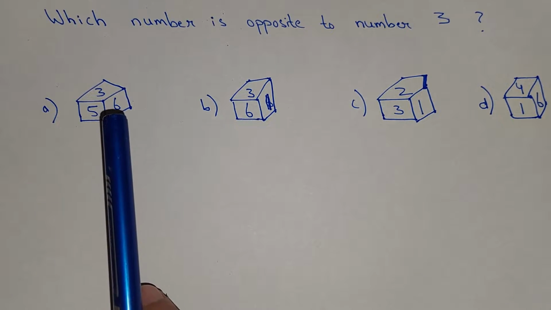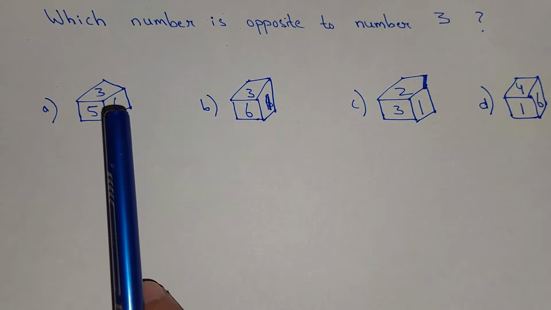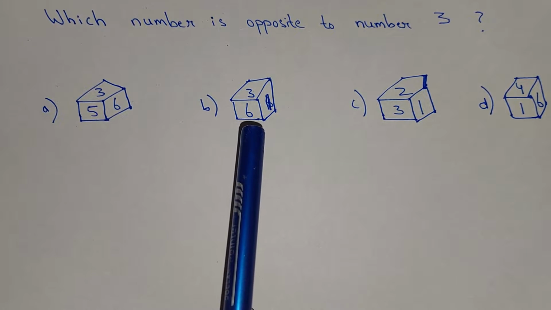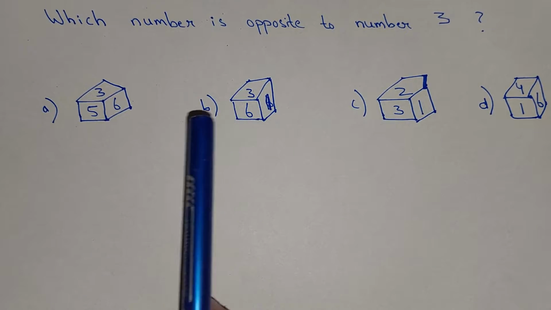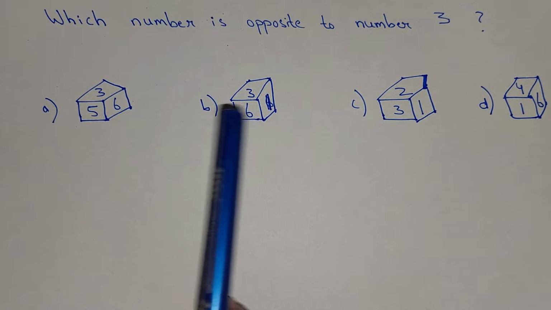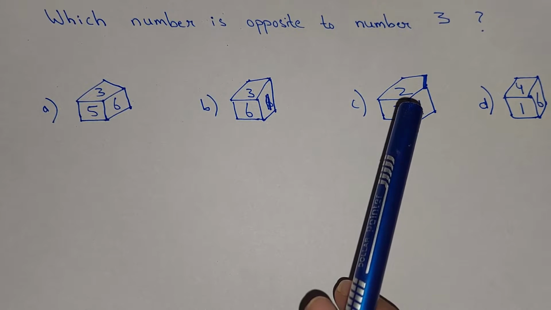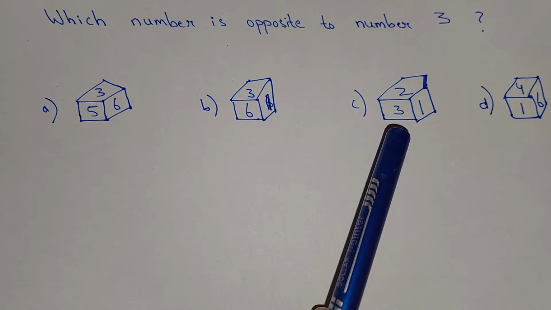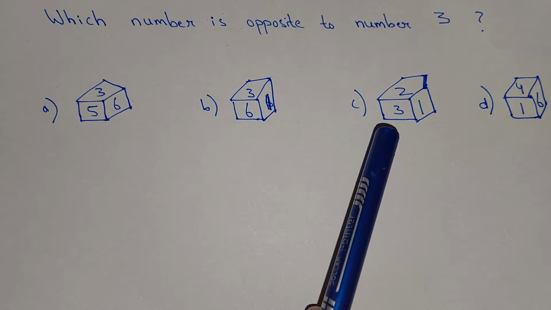Now we see over here that in the first option the numbers 5 and 6 are adjacent to number 3, and in the second option we see that 6 and 1 are adjacent to number 3. It means 1, 5 and 6 are adjacent to number 3. And in the third option we see that number 1 and number 2 are adjacent to number 3. It means 1, 2, 5 and 6 all are adjacent to number 3.